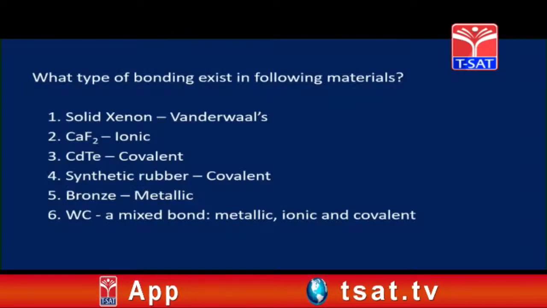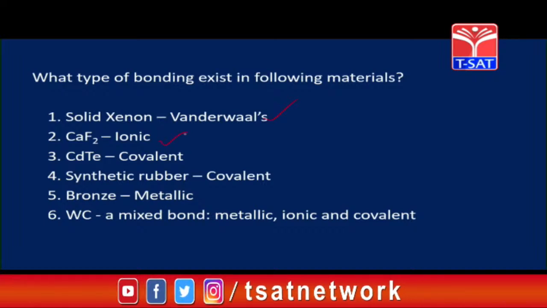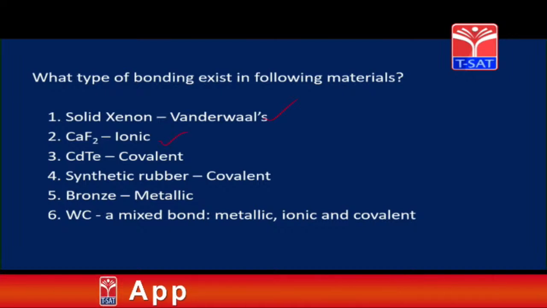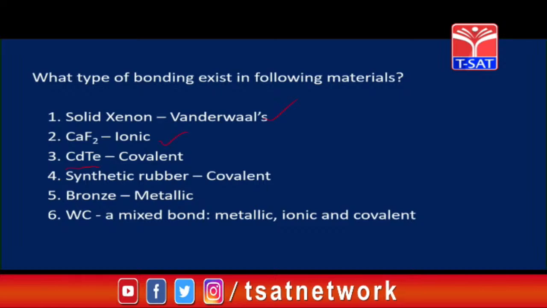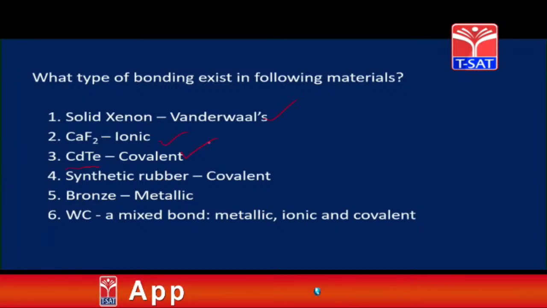Okay. Now, identify what type of bonding exists in the following materials. Solid xenon: van der Waals interaction. Calcium fluoride: ionic interaction. You can say calcium is an electropositive element, fluorine is an electronegative element, or you can say calcium is a metal, fluorine is a non-metal, so the interaction is ionic. Then cadmium telluride: both are non-metals, so both are electronegative elements, so the type of interaction is covalent.